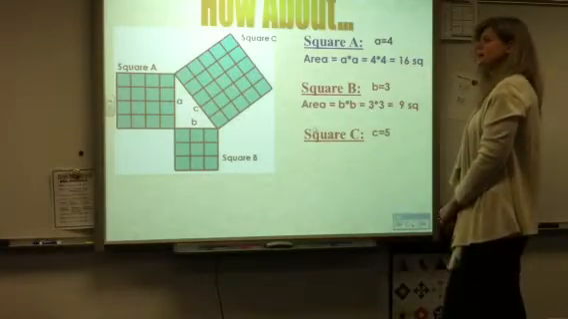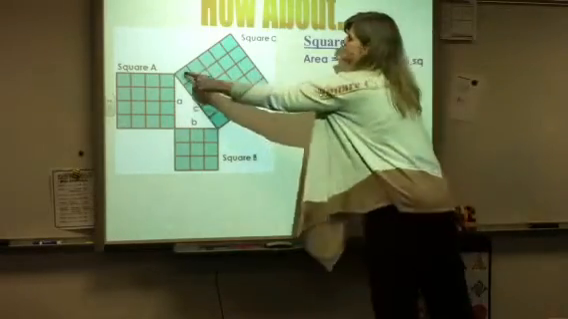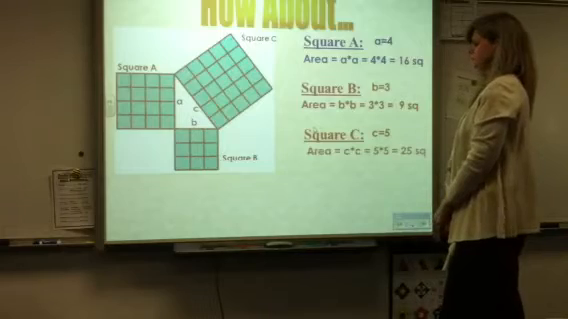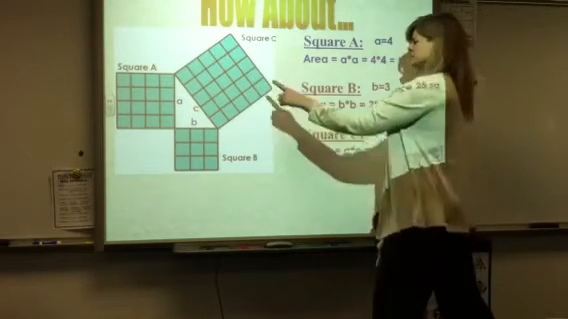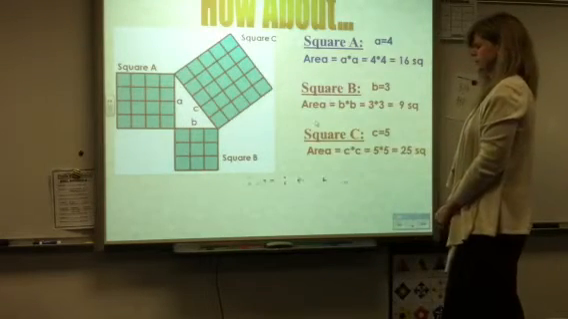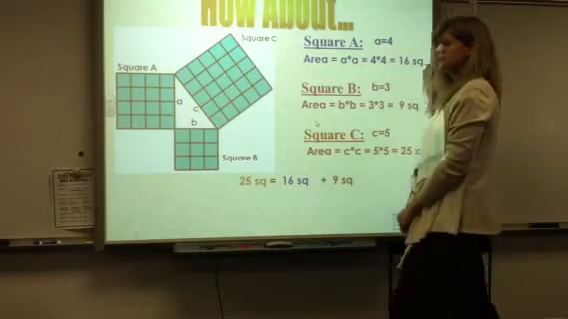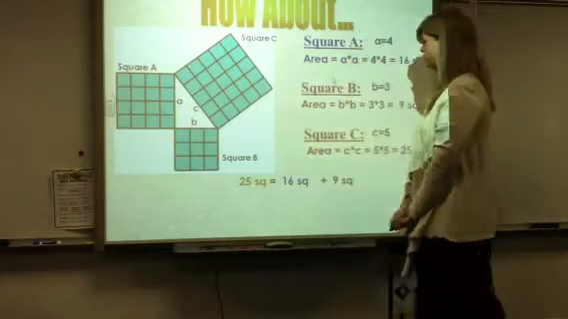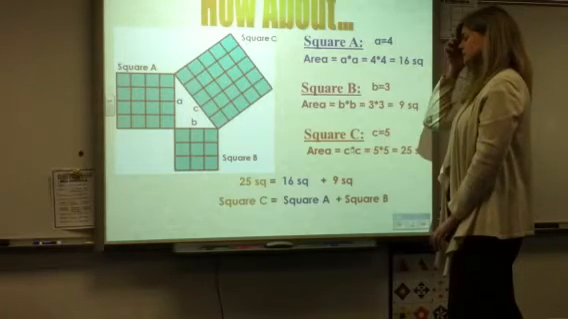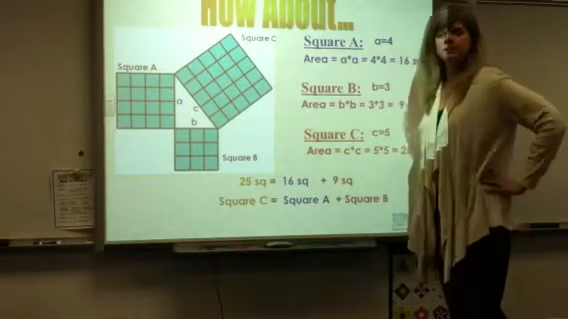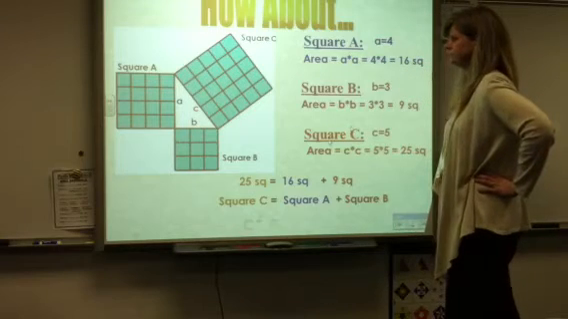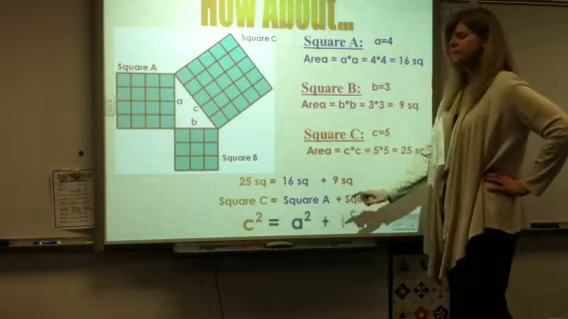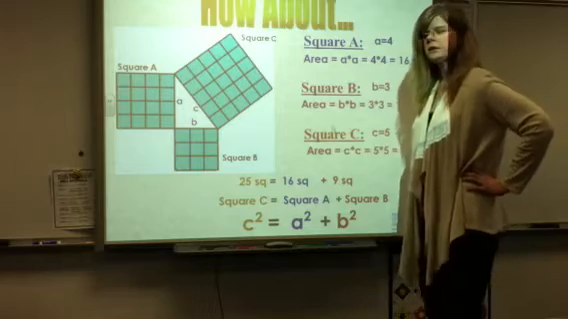Square C has a side of 5. So the area of that is 25. 25 is the same thing as 16 of these squares and 9 more of these squares. So square C is equal to square A plus square B. And here's our formula. C squared equals A squared plus B squared.